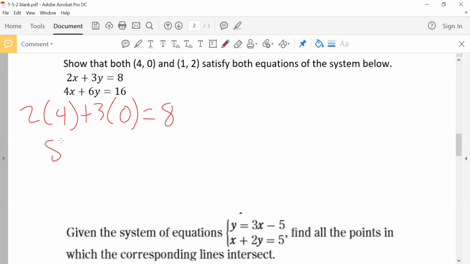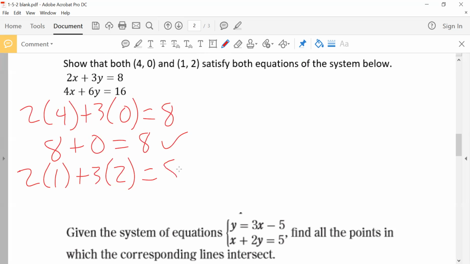2 times 4 is 8. 3 times 0 is 0. Oh my gosh, it works. Let's test the next point in the top equation. So it'll be 2 times 1 plus 3 times 2 equals 8. That's 2 plus 6 equals 8. Yep, that is true.